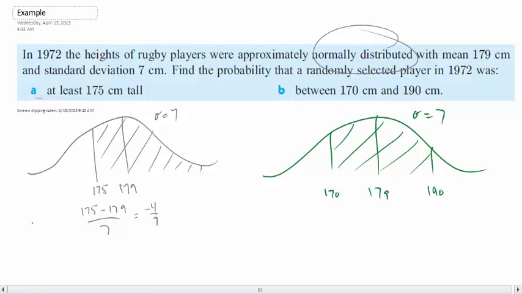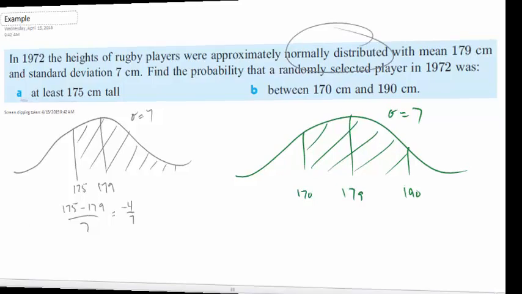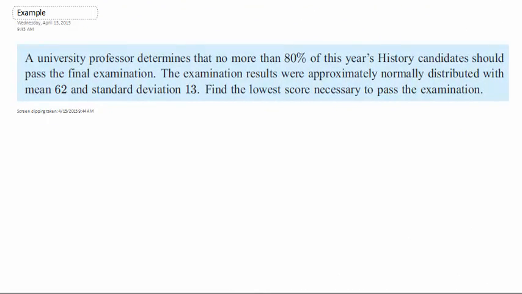We're going to come back to the next 2 examples in the next video that you're going to watch. Second to last example, here we go. So we know that 80% of the history candidates should pass the final examination. The exam results are normally distributed, mean of 62, standard deviation of 13. What's the lowest score necessary to pass the exam?